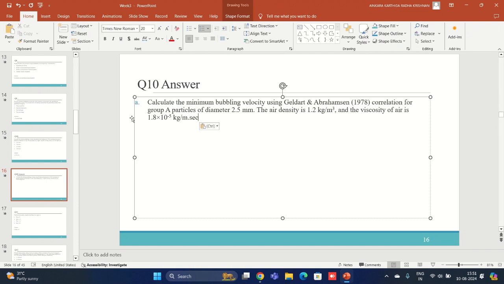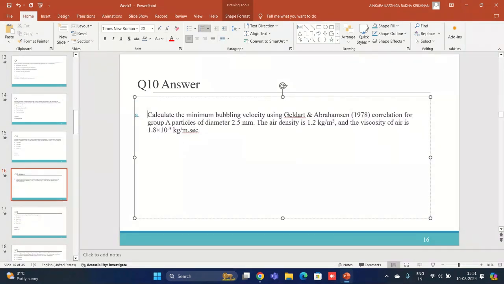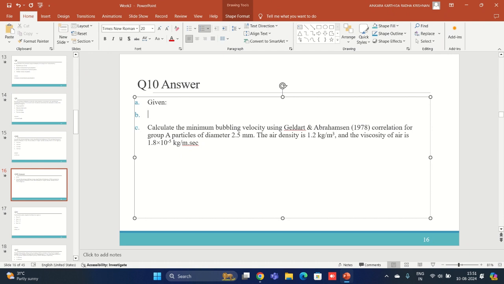So first, I have been following this while taking the class. First we'll write the given. This would help us identify what is given, what we need to find, and what formula we need to incorporate. So the first one is we need to calculate the minimum bubbling velocity using the Geldart and Abraham correlation for group A particles of diameter 2.5 mm.